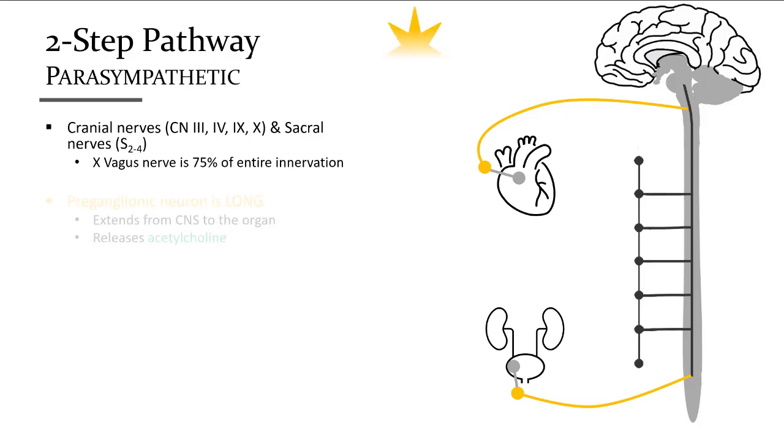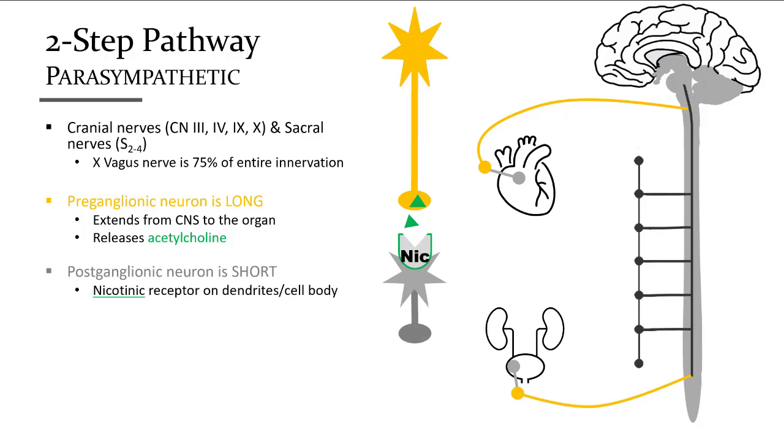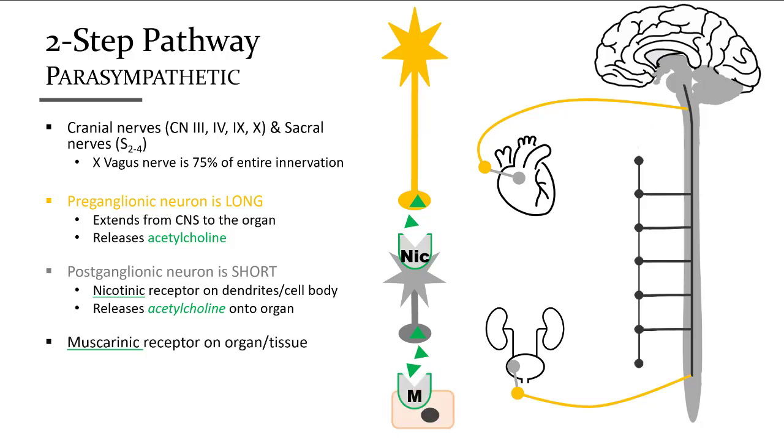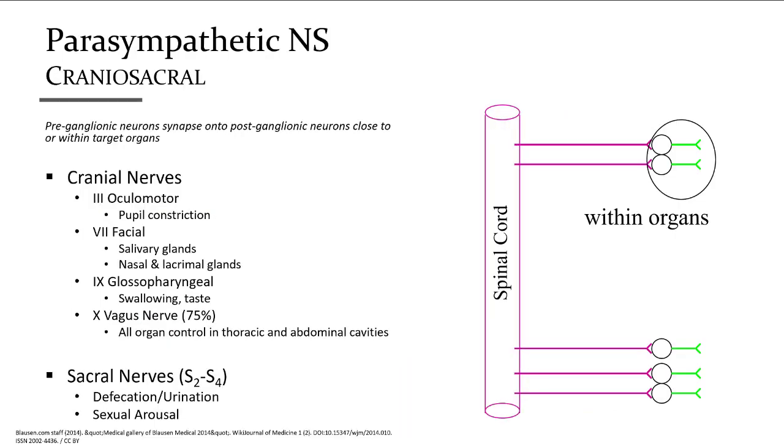So we have the preganglionic neuron that's going to release acetylcholine onto a tiny ganglia that will be at the level of the tissues. It binds to a nicotinic receptor and activates a second very short tiny neuron that will then release acetylcholine onto that organ or tissue, which will be received by a muscarinic receptor by the organ or tissue. The parasympathetic nervous system again is known as craniosacral.